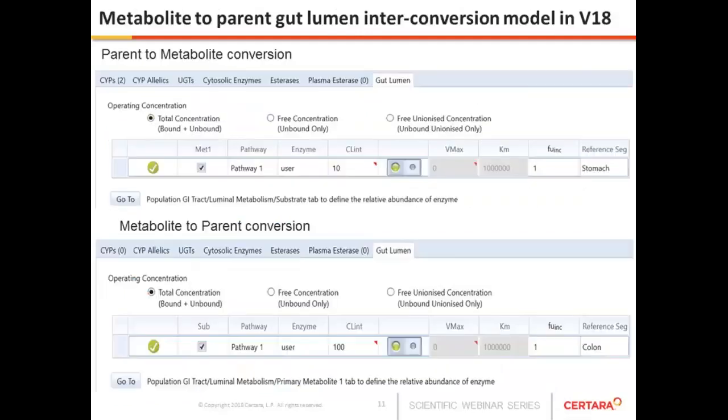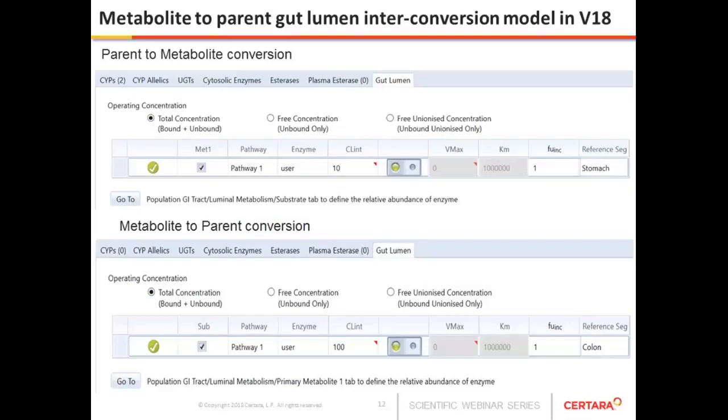But with that, we still implemented the model in the simulator, which is general enough that users would be able to parameterize it for practical use based on the data they have. As you can see on the screen, on the substrate or parent screen, you can see the new gut lumen screen where you can define the luminal metabolism as intrinsic clearance per gram of content, and then that is scaled to the total gram content in each segment of the GI tract.